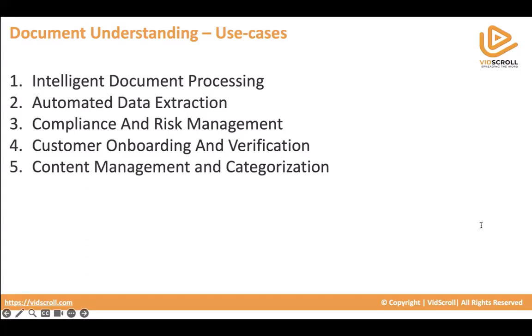The next is content management and categorization. Effective document organization is a cornerstone of operational efficiency in the digital age. Document AI transforms content management and categorization by using advanced machine learning models to automatically organize, classify, and manage documents. So these are a few use cases that I have listed here, but there may be a huge number of use cases for the document understanding service.